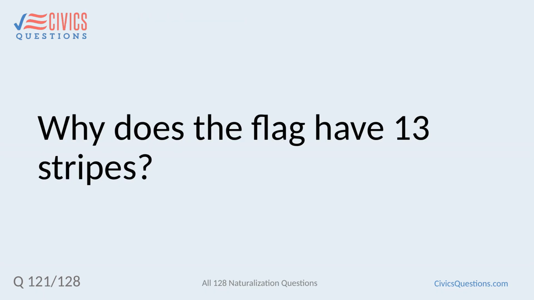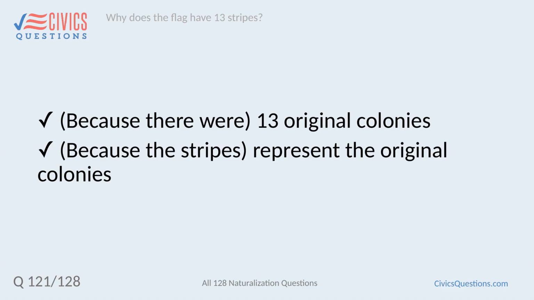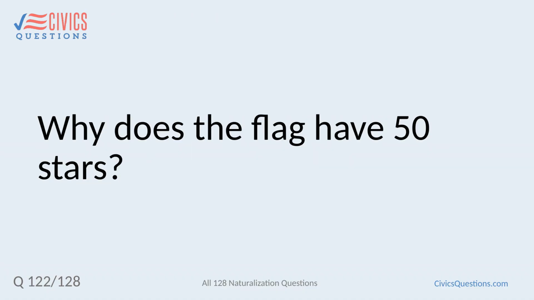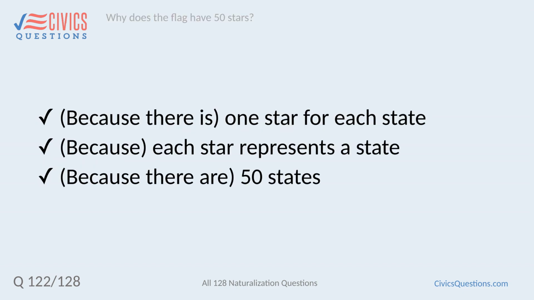Why does the flag have 13 stripes? Because there were 13 original colonies. Because the stripes represent the original colonies. Why does the flag have 50 stars? Because there is 1 star for each state. Because each star represents a state. Because there are 50 states.